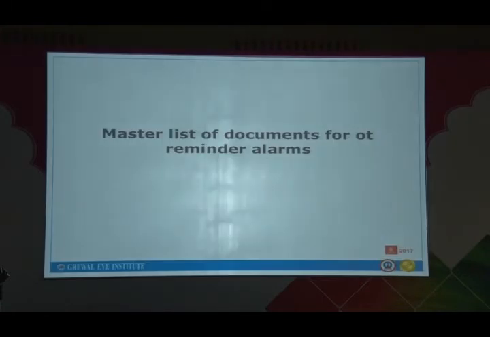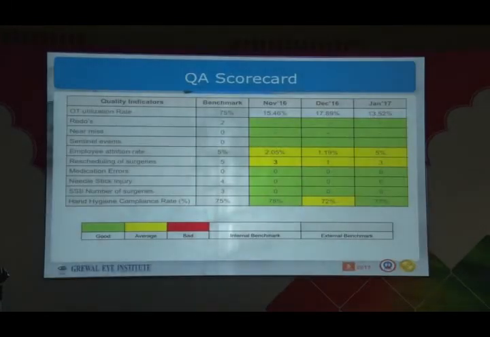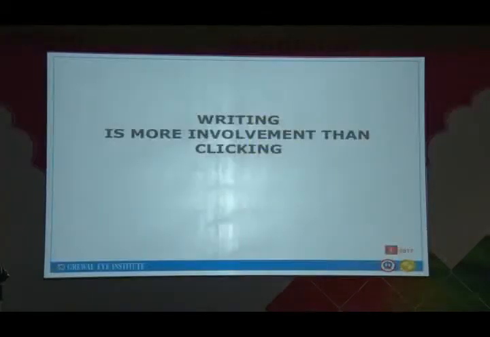And then you have a master list of the OT, and then we have a QA scorecard which goes into the monthly meeting, which gives a report of all the different parameters in a nutshell which need to be monitored. And I prefer that instead of all computerized, because clicking a mouse is very easy, I prefer things to be written so that when a person is writing, there is more involvement in it.